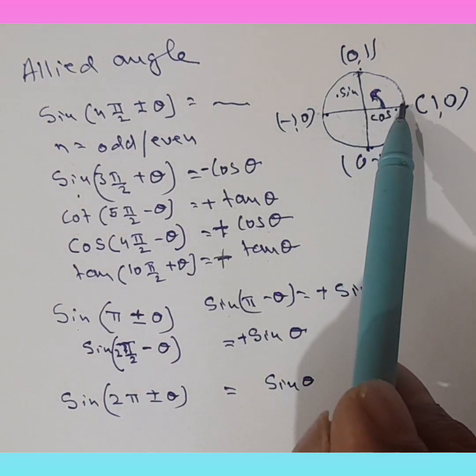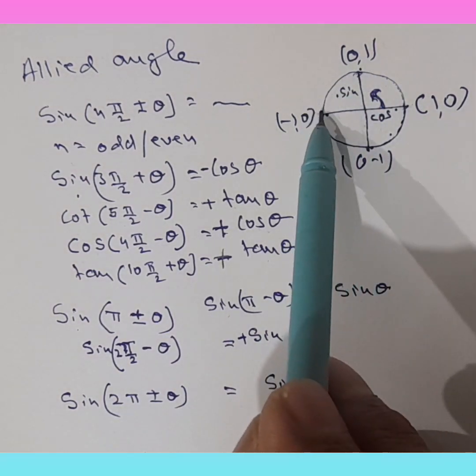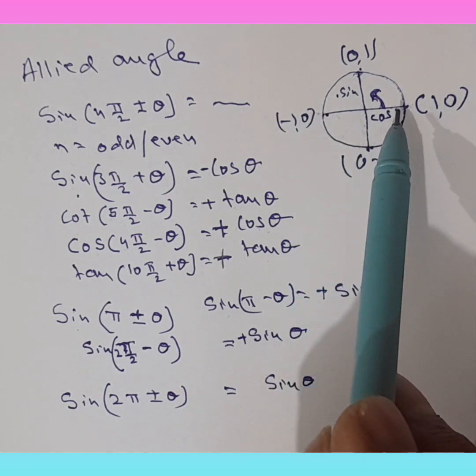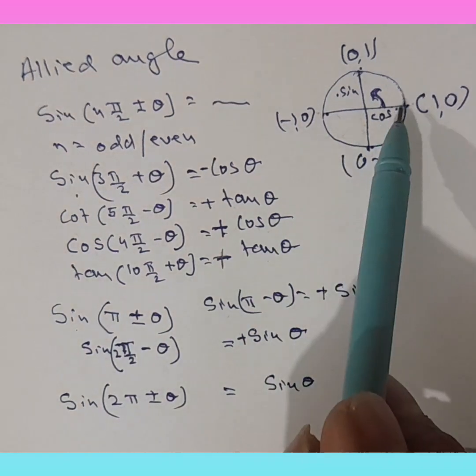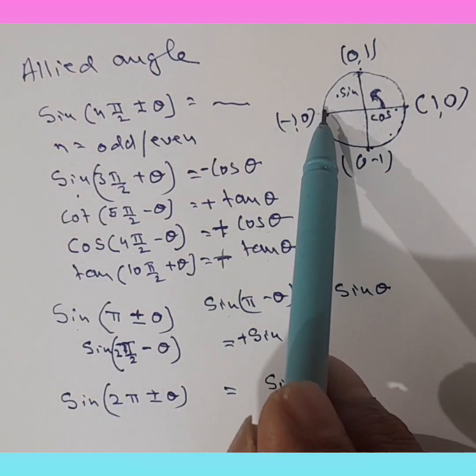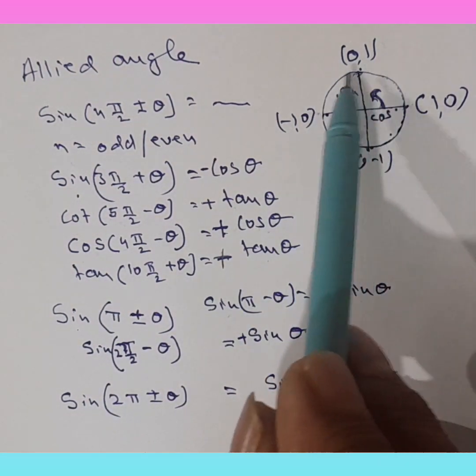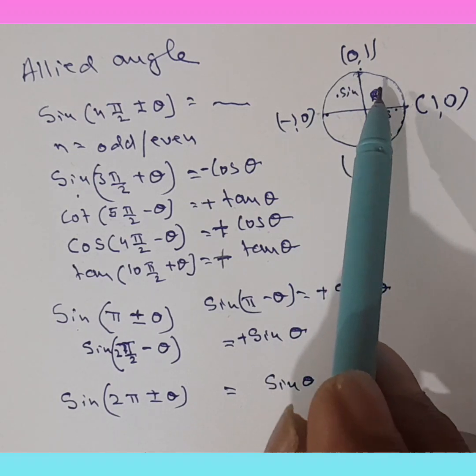Now when you are considering 2 pi, it is 1 pi, 2 pi, that ways, plus or minus theta. If you are considering it as pi, then it would be pi, 1 pi, 2 pi, 3 pi, 4 pi, and plus or minus theta.